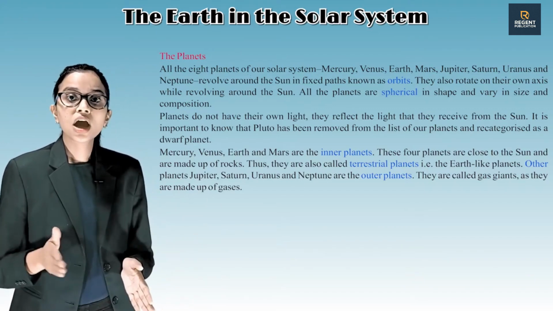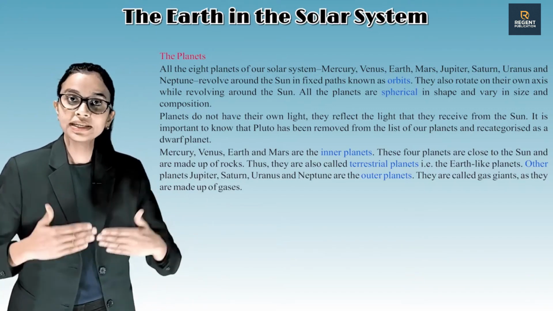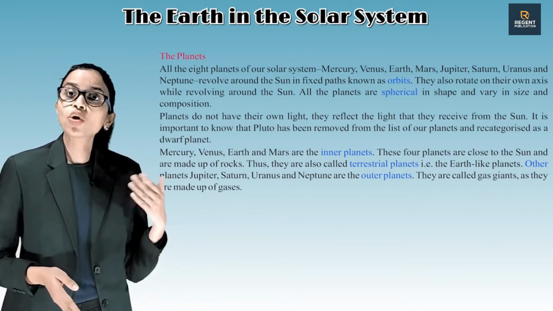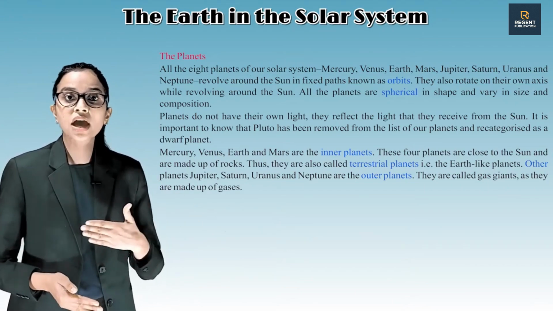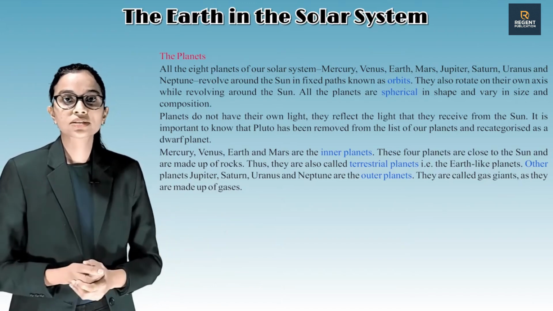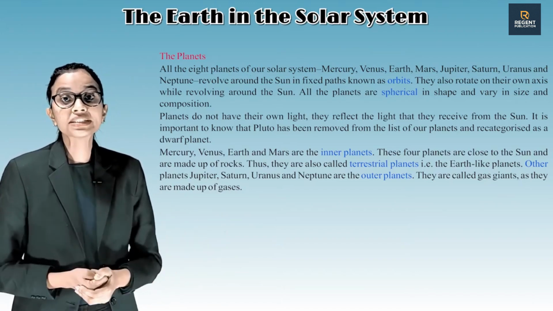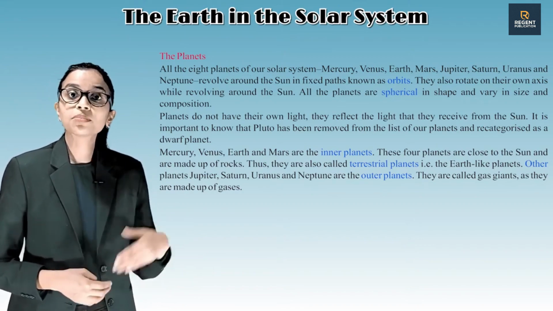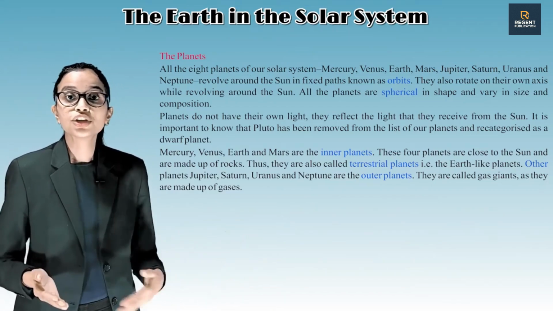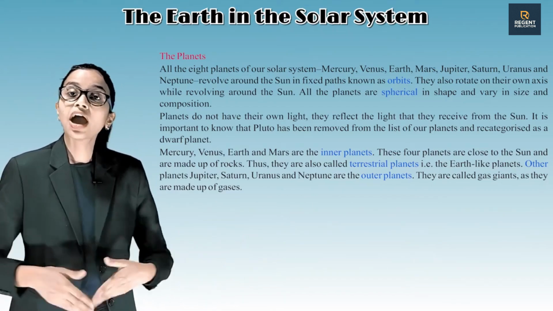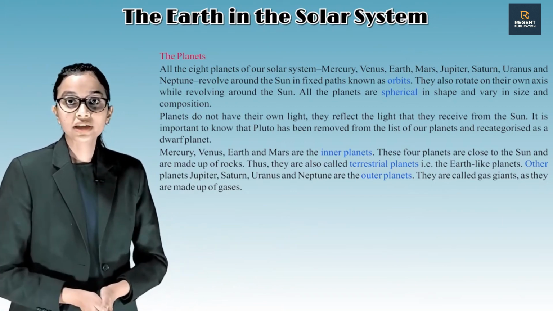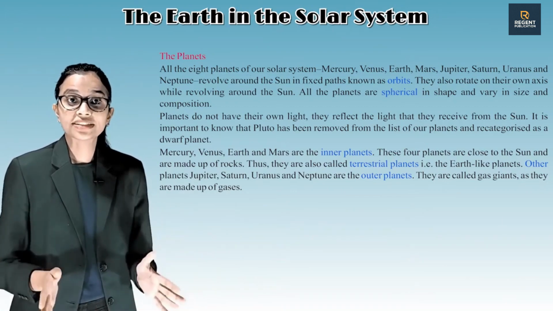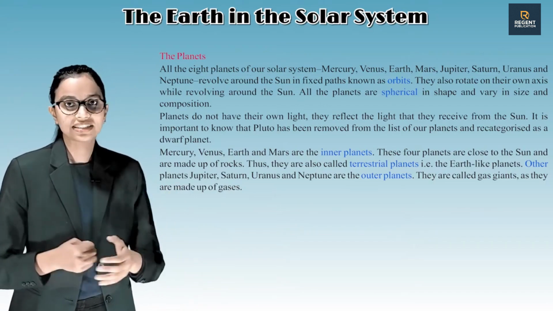Mercury, Venus, Earth, Mars are the inner planets. The 4 planets are close to the sun and are made up of rocks. Thus, they are also called terrestrial planets, or Earth-like planets. The other planets, Jupiter, Saturn, Uranus and Neptune, are the outer planets. They are called gas giants as they are made up of gases.